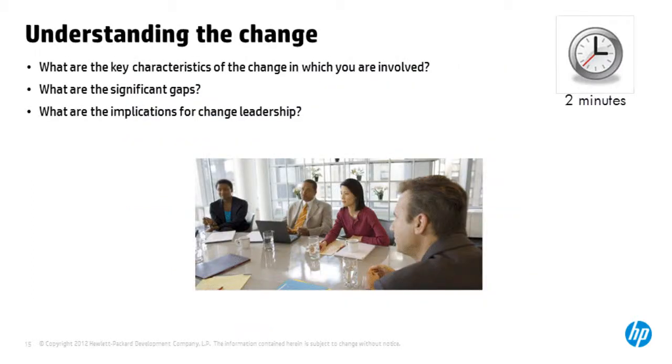So, understanding the change. Think of a change situation that you are currently involved in. What are the key characteristics of the change? What are the significant gaps? And what are the implications for change leadership? In your own time, reflect upon these questions.